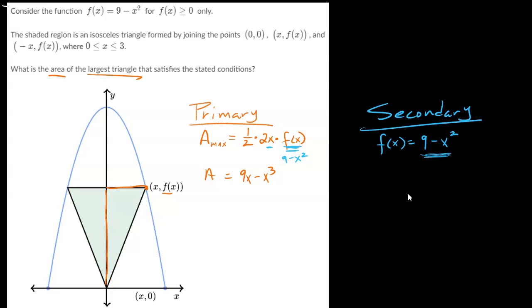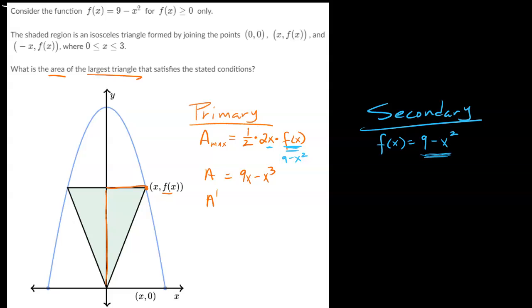So my area is 9x minus x cubed. What this is telling me is whatever x value I plug in, say x equals 1 is right here, the triangle that makes would have an area of 9 times 1 minus 1 cubed. That's what this function is telling us. So we're going to use that function to find the smallest area. Largest area.